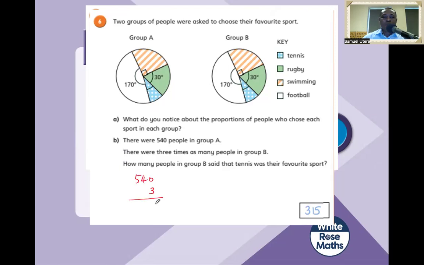So 3 times 0 is 0. 3 times 4 is 12. We write 2, we carry 1. 3 times 5 is 15, plus the 1 we carried is 16. So we have 1,620 people in group B.